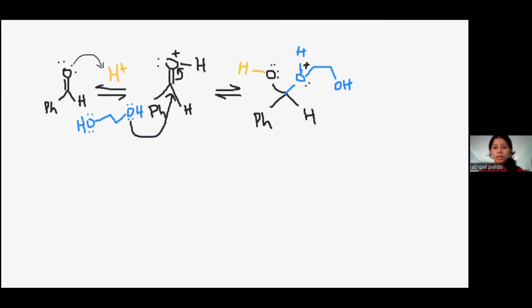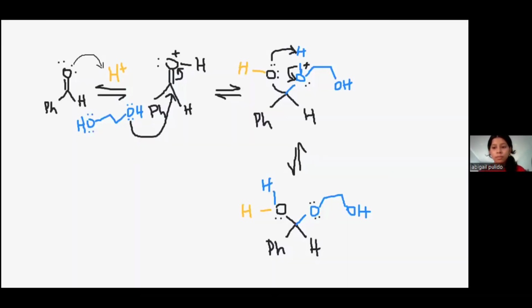The lone pair on the oxygen takes part in internal proton transfer, and it grabs the hydrogen from this oxygen. Then that means that the electrons in that bond collapse onto the oxygen. So now this oxygen has 2 hydrogens, one from the proton it first got, and then another one from the ethylene glycol.